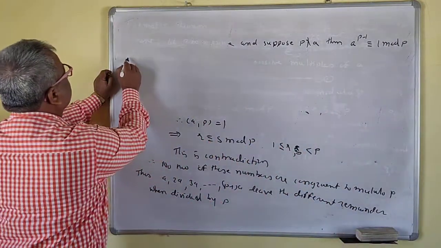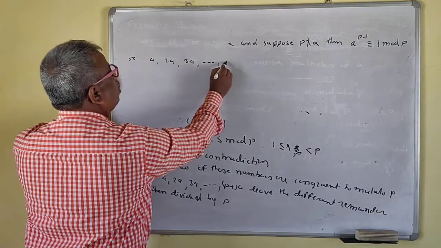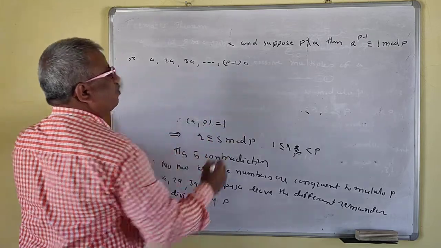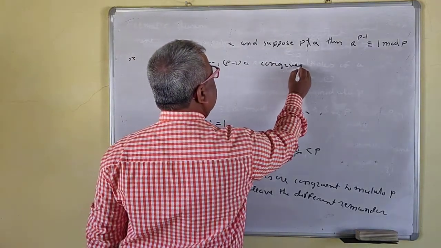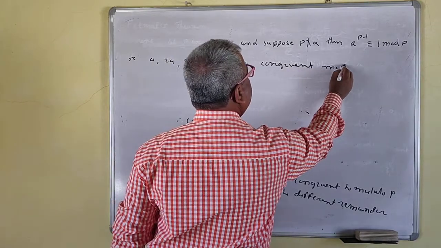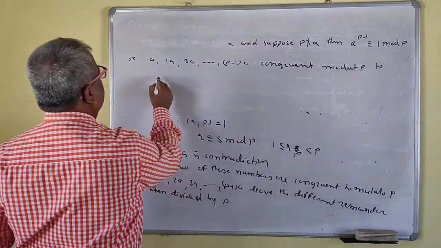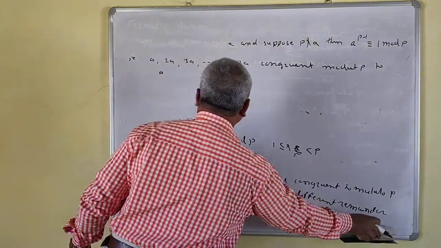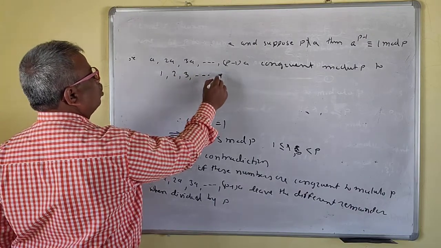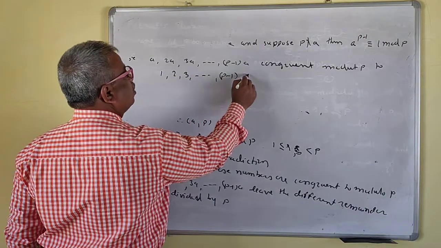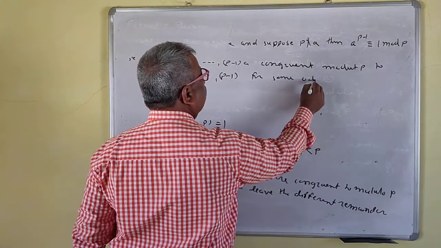So a, twice a, 3a, dot dot dot, p minus 1 times a are congruent modulo p to 1, 2, 3, dot dot dot, p minus 1 in some order.